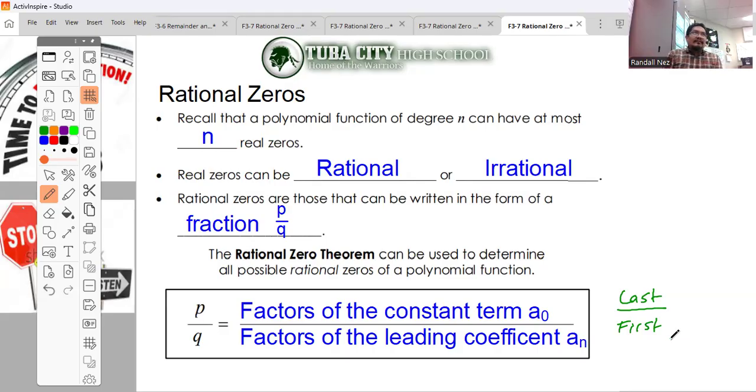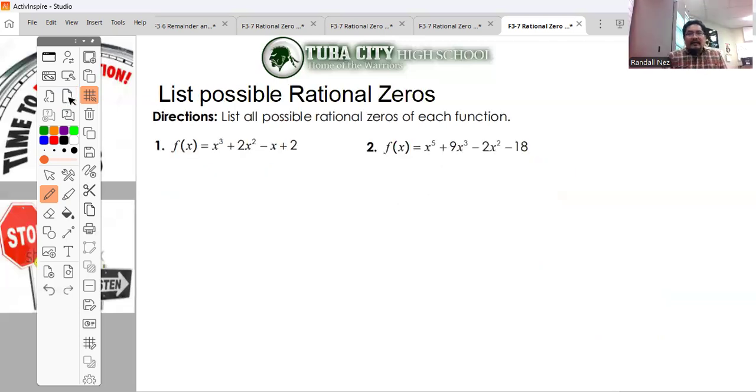So factors, the numbers that you use to multiply to get that number, and that's going to be your last number. A to the 0 means the term with the 0 power, right? And that's always the last one, again, when we count down to 0. Factors of the leading coefficient means the first number. So if it's a 5-degree polynomial, then the number is the fifth term, or again, just the highest term in the whole thing.